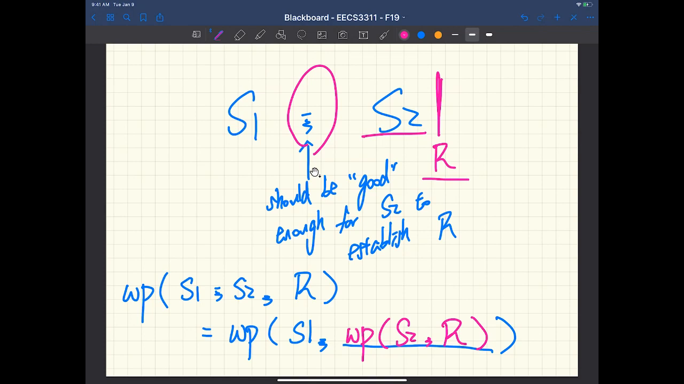And of course, this is based on the insight into sequential composition. You've got some intermediate state, and that particular intermediate state is the pre-state for S2, and at the same time, the post-state for S1. So that's why, if you think about this part here, once we execute S1, it must be good enough for S2 to establish R. That's why you've got two WP over here. Okay.